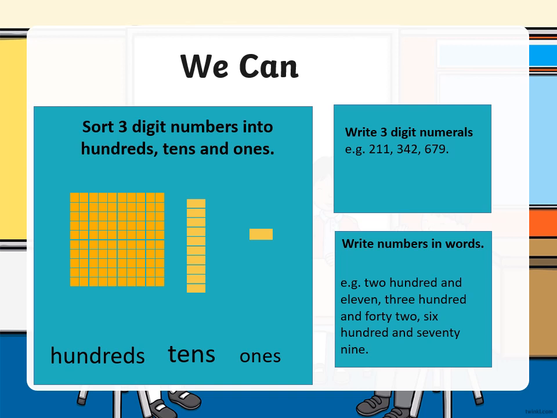So today we're going to be able to sort 3-digit numbers into hundreds, tens, and ones. So we've got our hundreds here, and our tens, and our ones. We're going to be able to write 3-digit numerals, for example, 211, 342, and 679. We also are going to be able to write numbers in words. For example, 211, 342, 679.